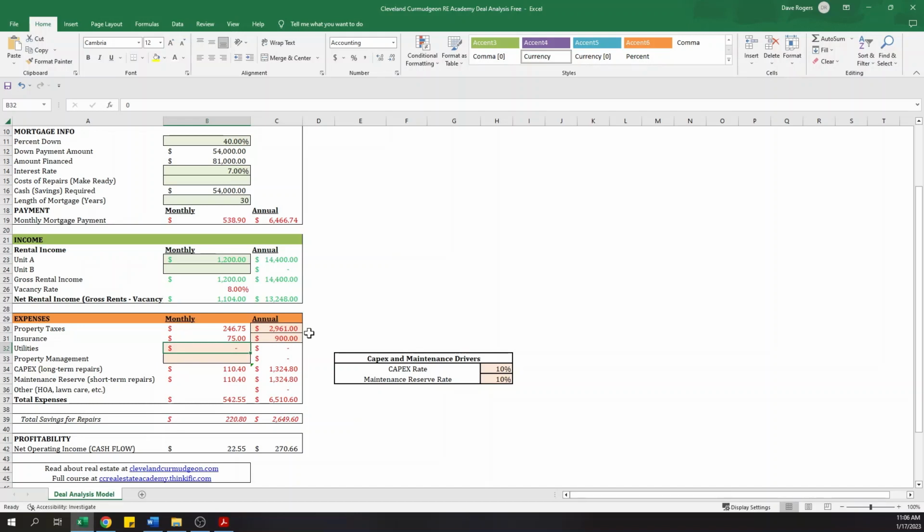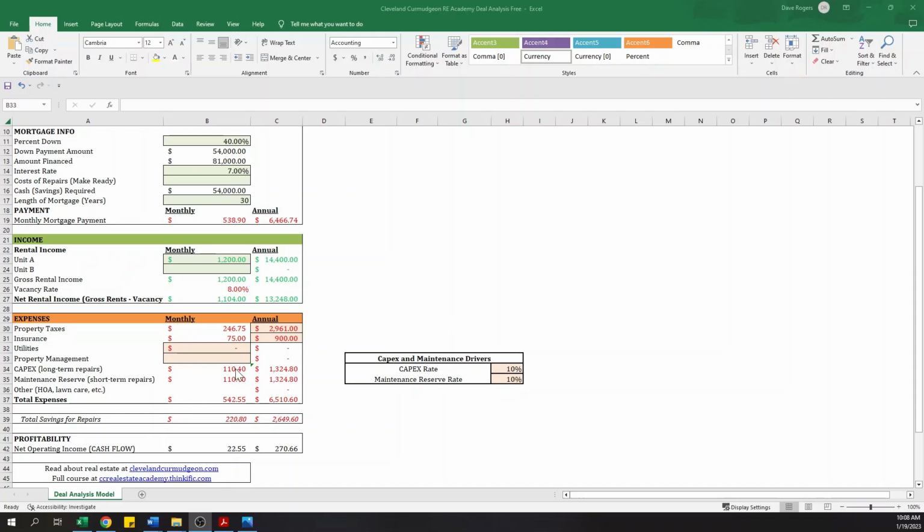The tenant is going to have gas, electric, internet, cable, water in their name. So I leave this blank for utilities. If it's a duplex or larger units, you typically have to pay for some, if not all of those expenses. Property management, I'm going to leave this blank. If you're going to fill it in, I go from monthly and use that to get the annual number.